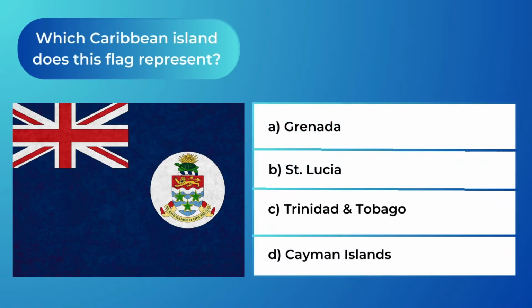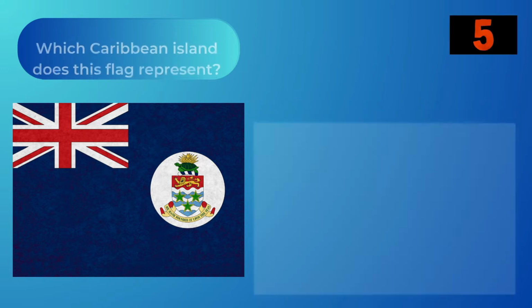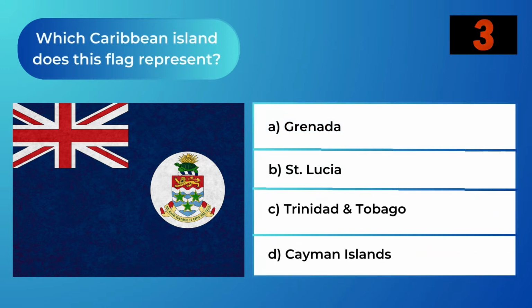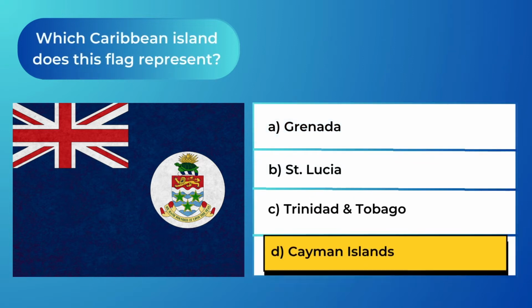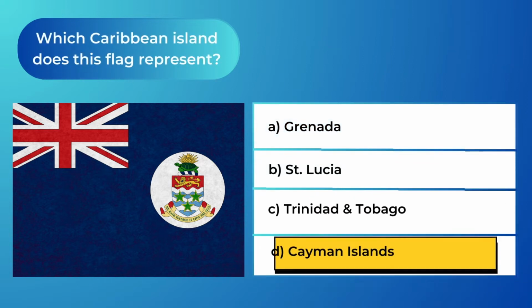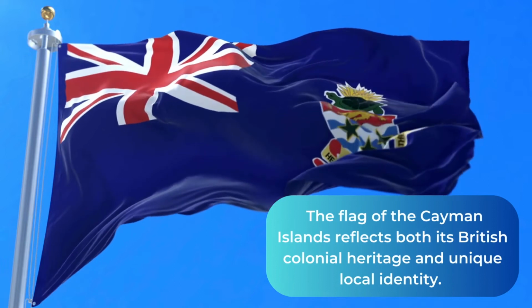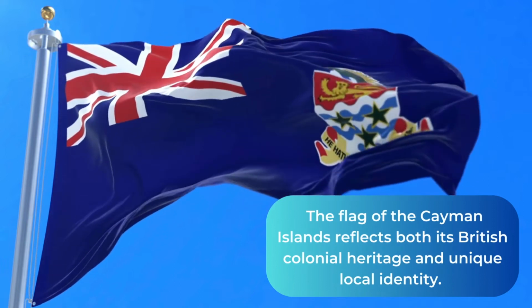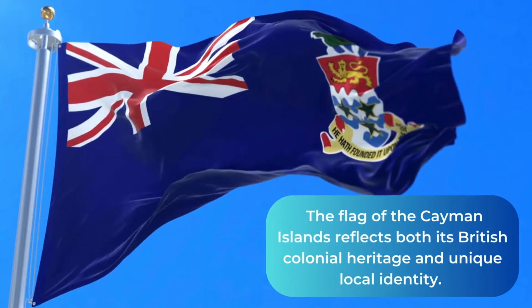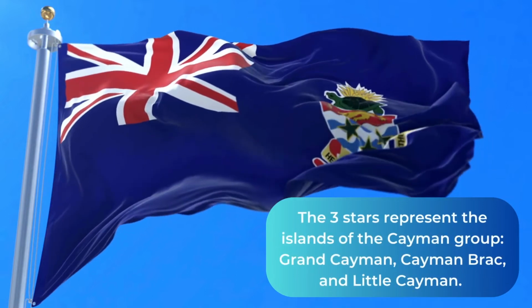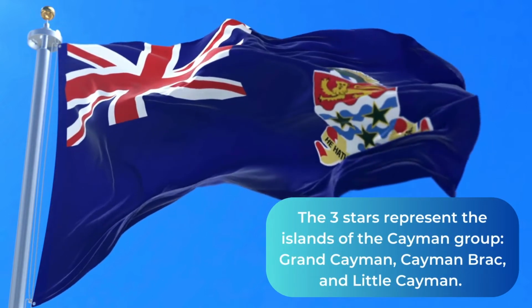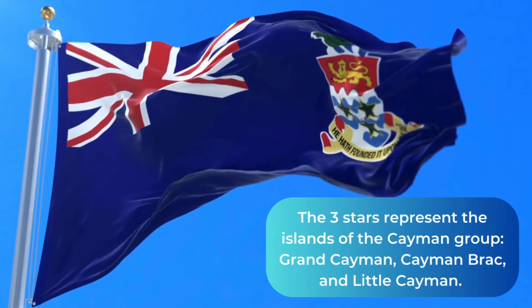Which Caribbean island does this flag represent? The answer is D, Cayman Islands. The flag of the Cayman Islands reflects both its British colonial heritage and unique local identity. The three stars represent the islands of the Cayman Group: Grand Cayman, Cayman Brac, and Little Cayman.